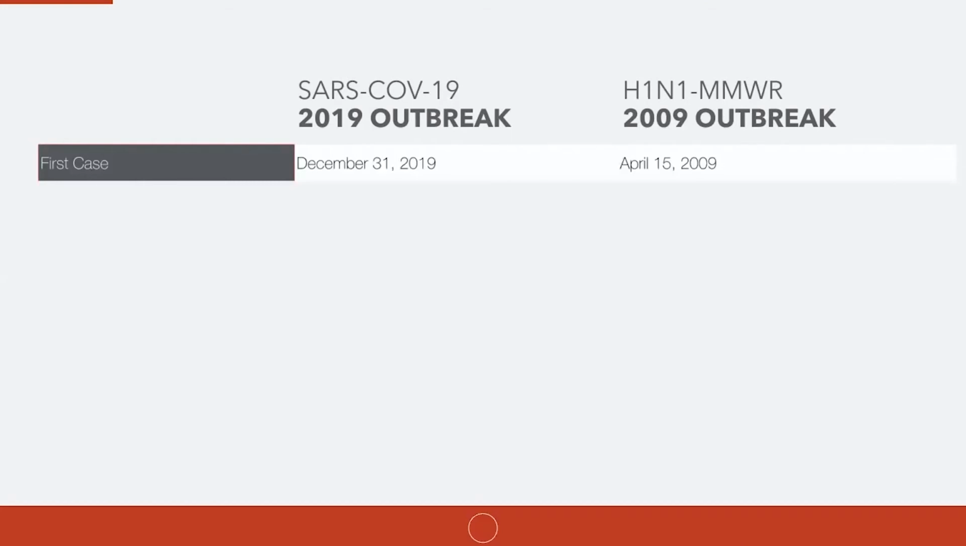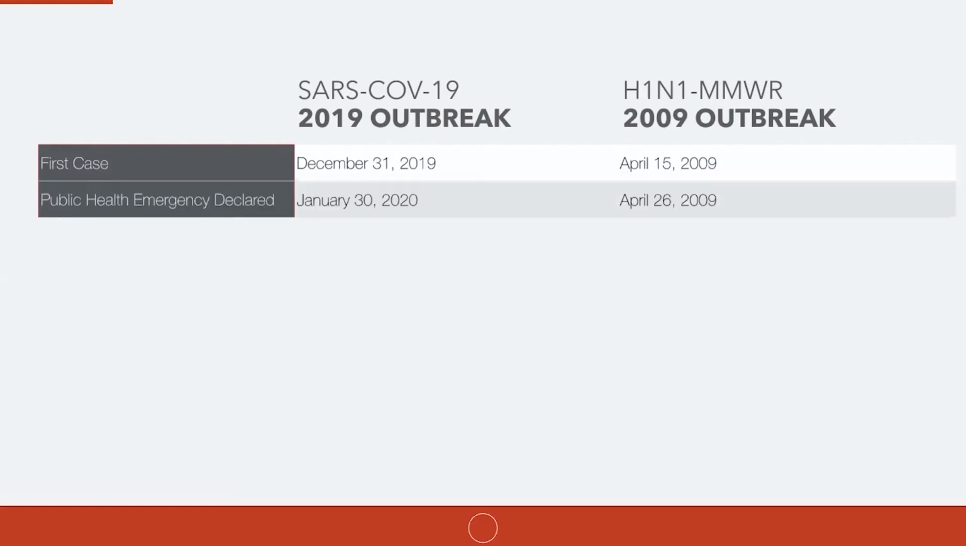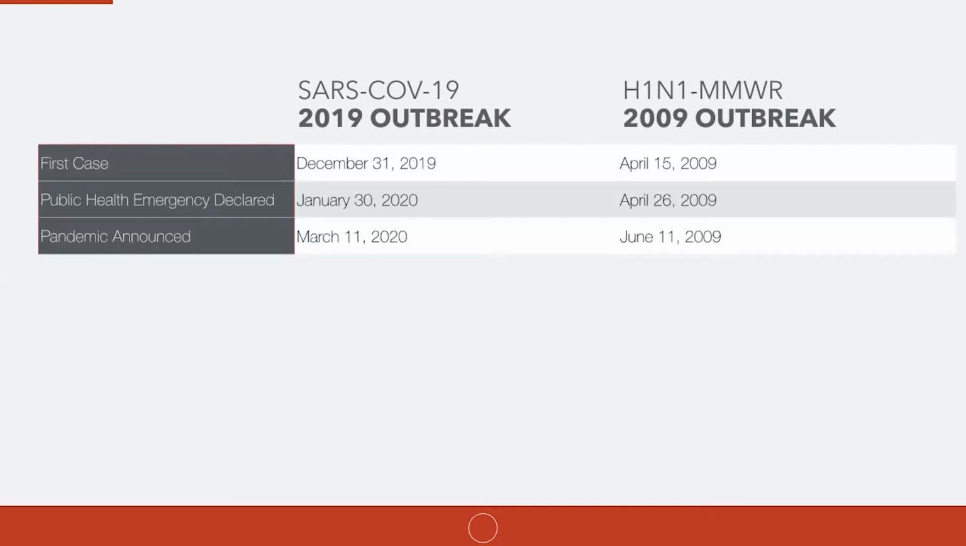Again, to put it in perspective for the timeline that we're seeing, not to make any assumptions, but to show how these outbreaks have occurred. The first case of COVID-19 obviously occurred in China in late December, while H1N1 did occur in April. Immediately thereafter, the World Health Organization put out a public health emergency. Pandemic has just been announced for COVID-19 in a similar timeline to H1N1.